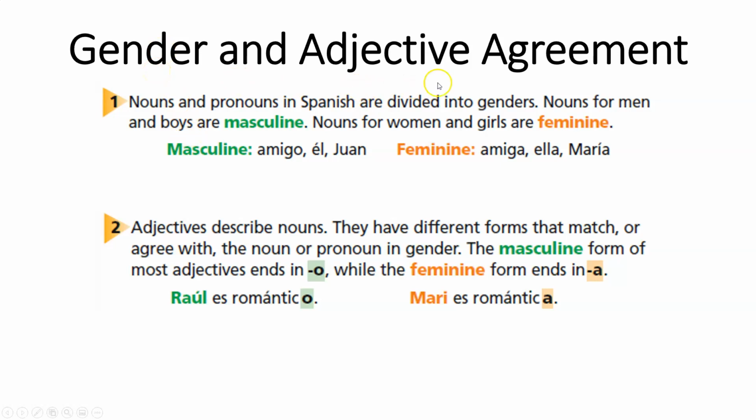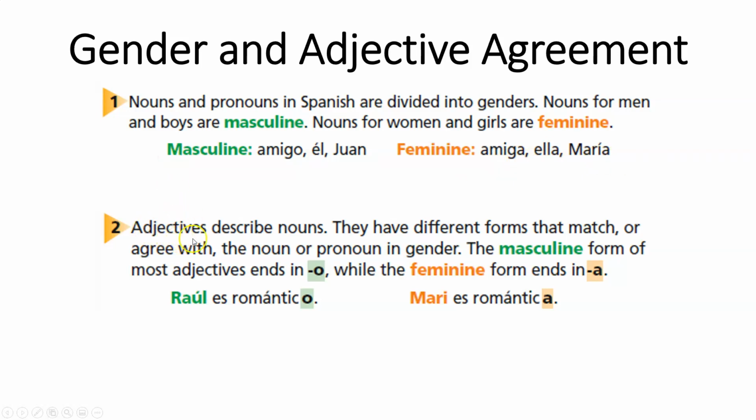All right, gender and adjective agreement. Nouns and pronouns in Spanish are divided into genders. So person, place, items, or things, right? They're male or female. Nouns for men and boys are masculine or male. Nouns for women and girls are feminine or female. So we'll be using masculine for male, feminine for female. So amigo, male friend. Él, he, Juan, that's a guy. Feminine or female, amiga, friend, that's a girl. Ella, she, María, the girl's name.